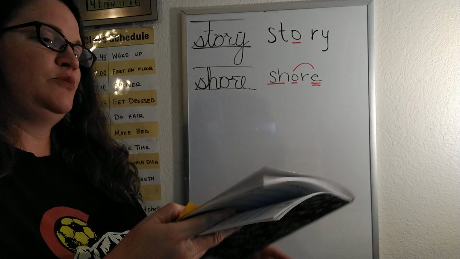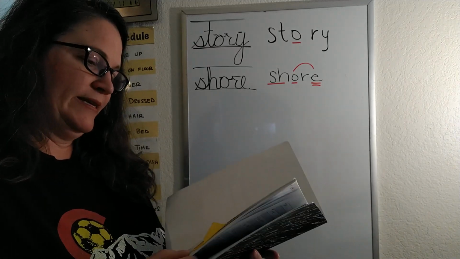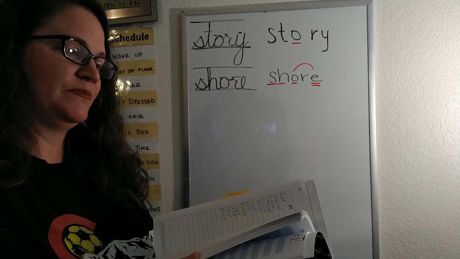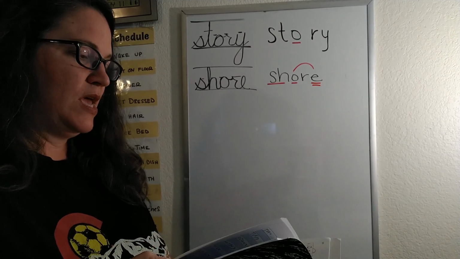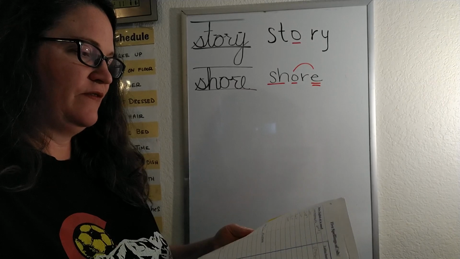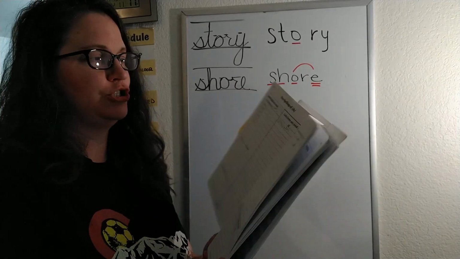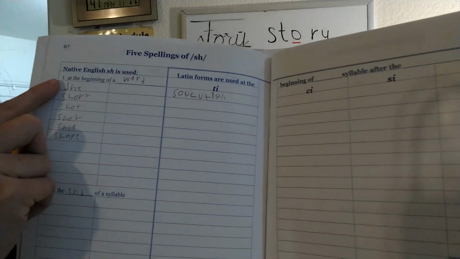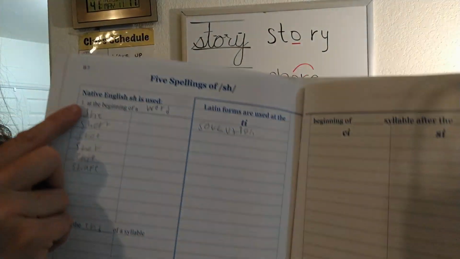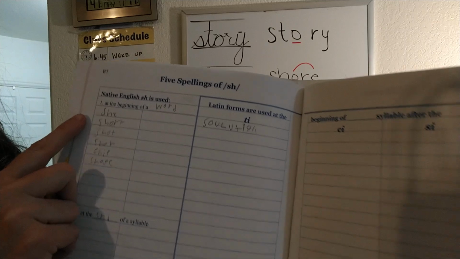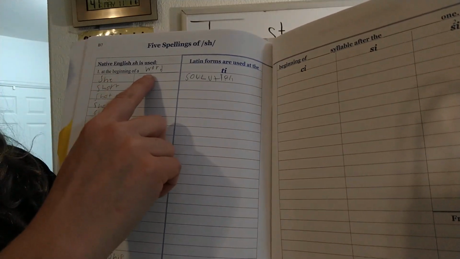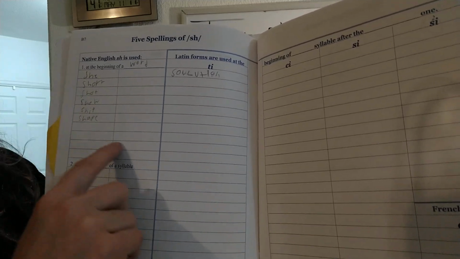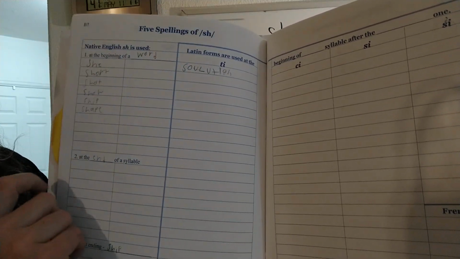So the SH page is page B, 7 and 8. And we had the 5 spellings of sh. So the most common sh is the SH that we use in the word shore, right? So here at the beginning of a word, that's where that would go? Yep. So you can write shore in this first box right here.